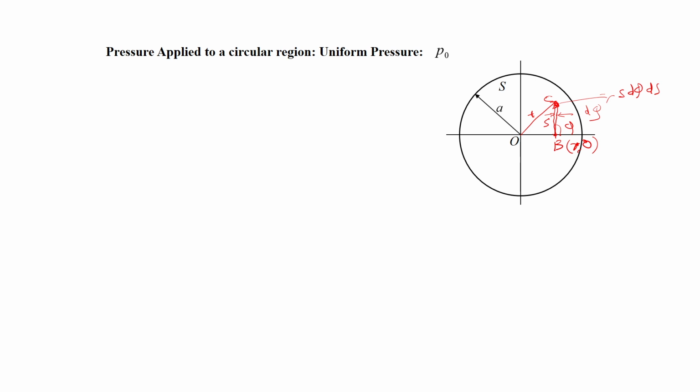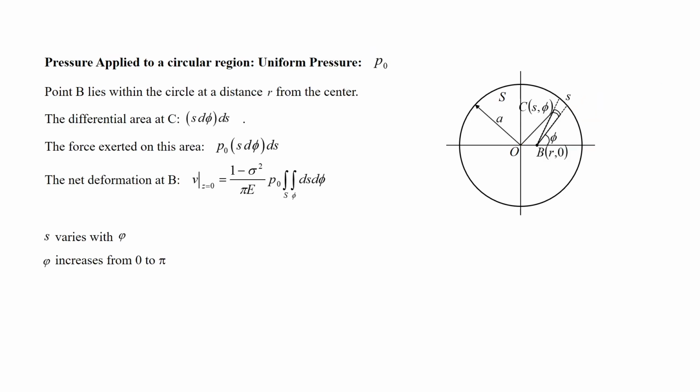So, the situation looks something like this. The force exerted on this area will be P0 into ds into d phi into S, and therefore the net deformation at B will be written like this, directly from what we had derived a little earlier.